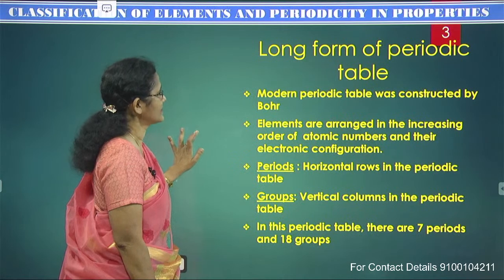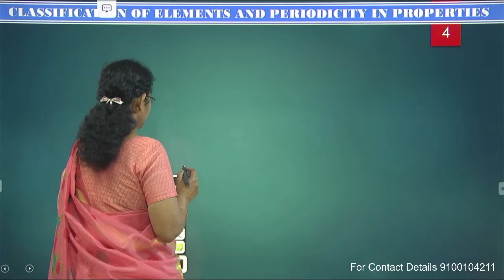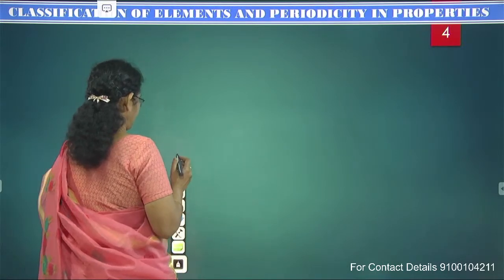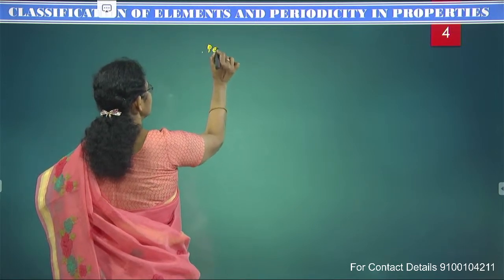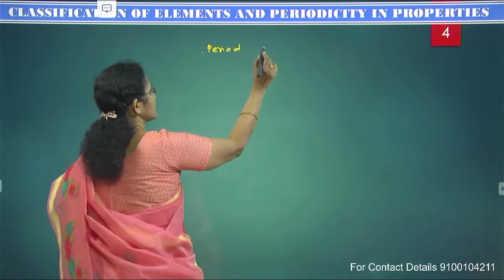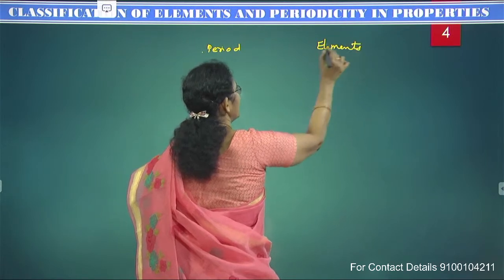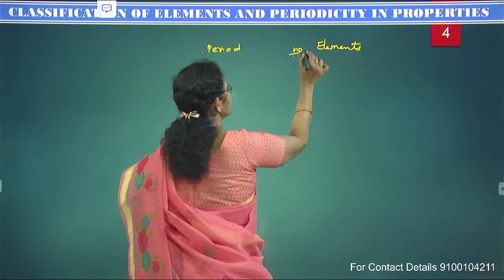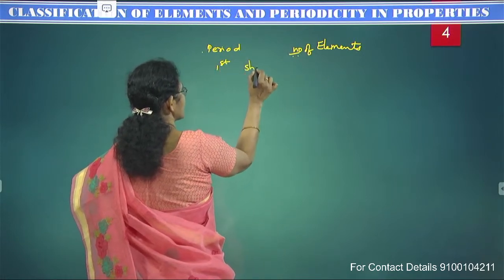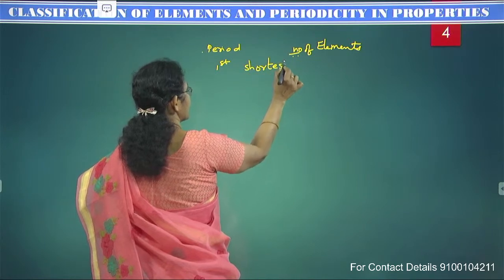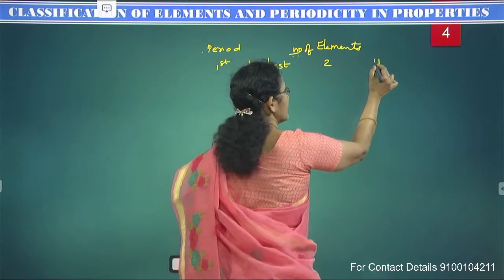Now I will write like this. Period, elements: how many elements are there? First period, shortest. How many elements? 2 elements. What are they? Hydrogen and helium.